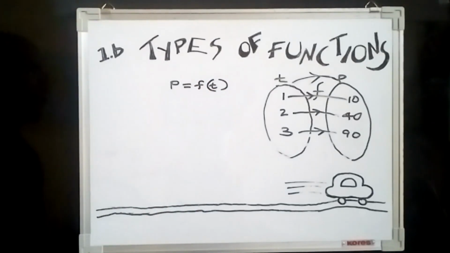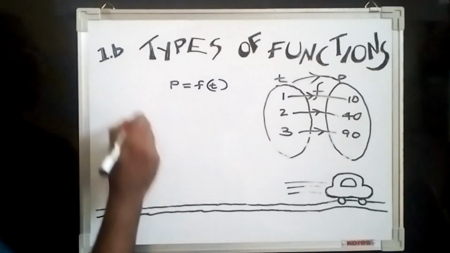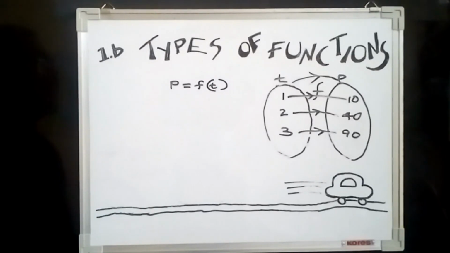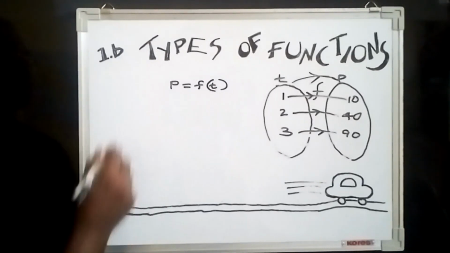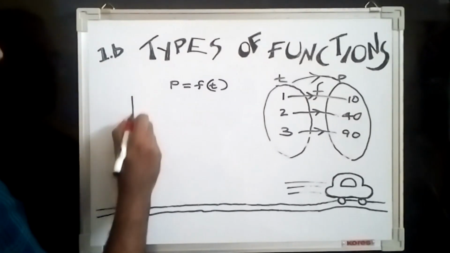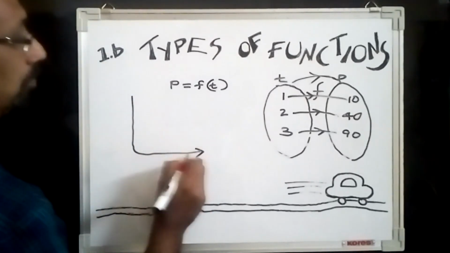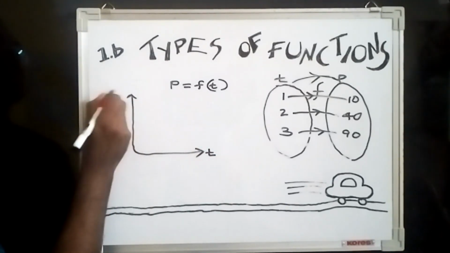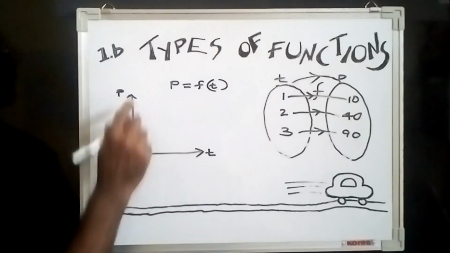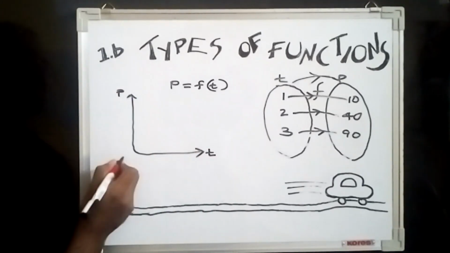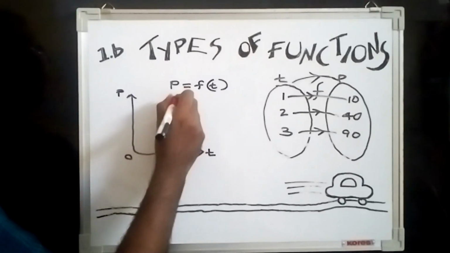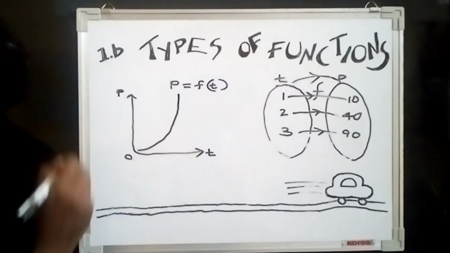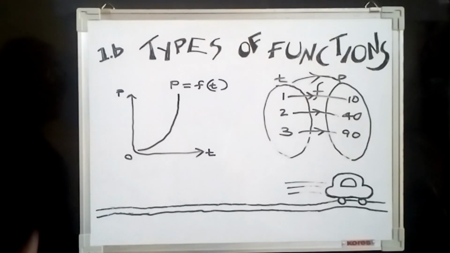If we denote this process in a graph, in a position time graph, you have studied position time graphs in first year physics. Time in the x-axis and position in the y-axis. The graph drawn will be a parabola like this. This is the graph of the function p equal to f of t.